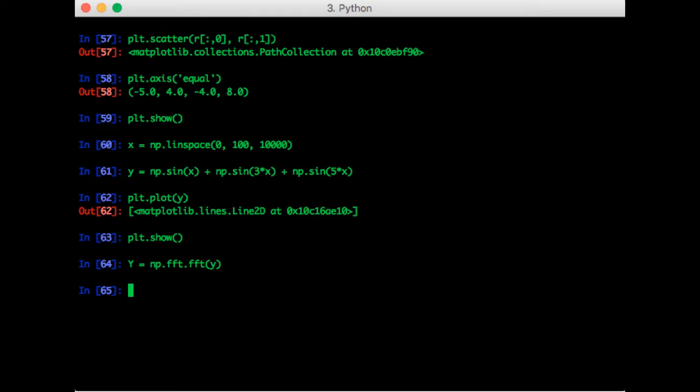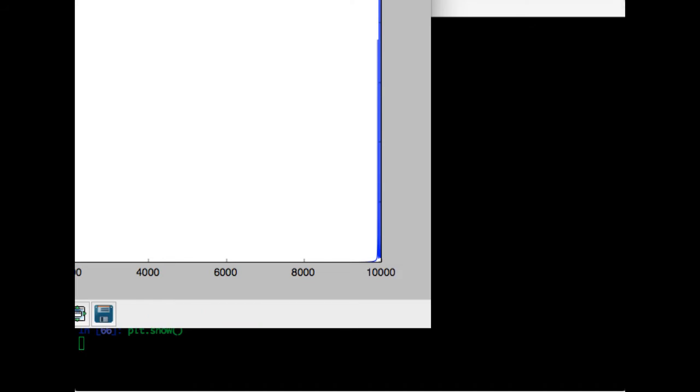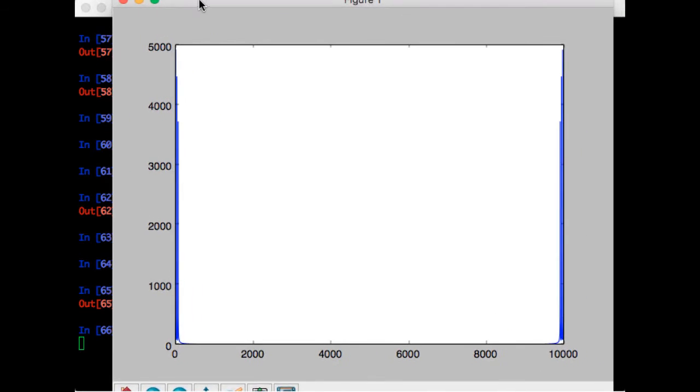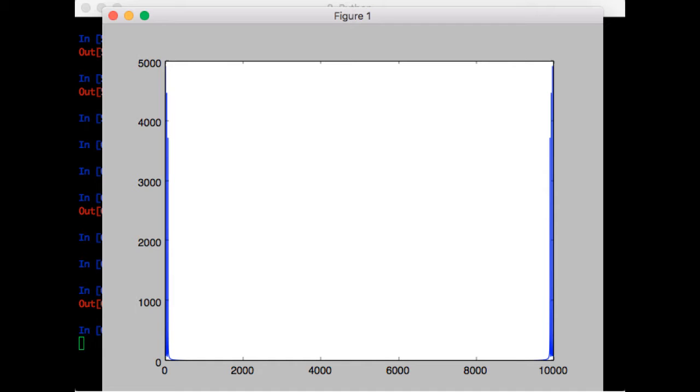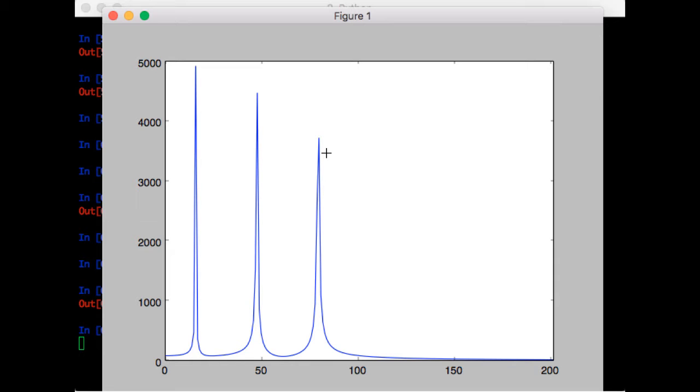Remember that the FFT gives us a signal with complex numbers, so we need to find the magnitude before plotting it. So that's just np.abs. And let's show this. Okay, so that's the Fourier transform. Now if we zoom in, we can see the spikes that represent the original frequency components. So let's try zooming in over here. And we see 3 spikes.